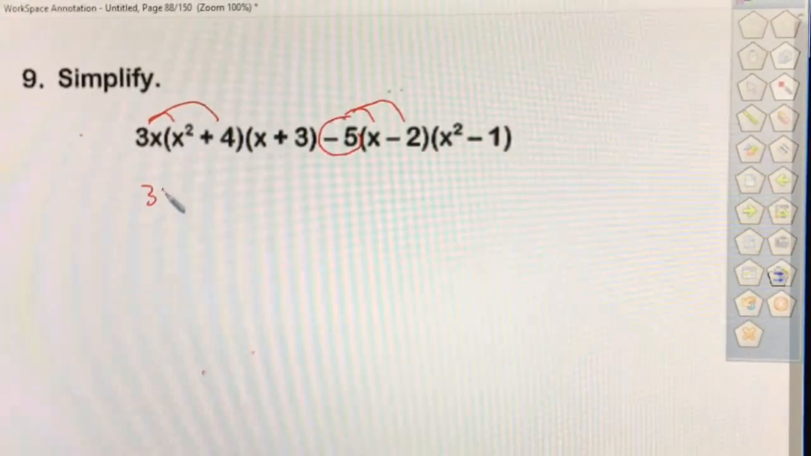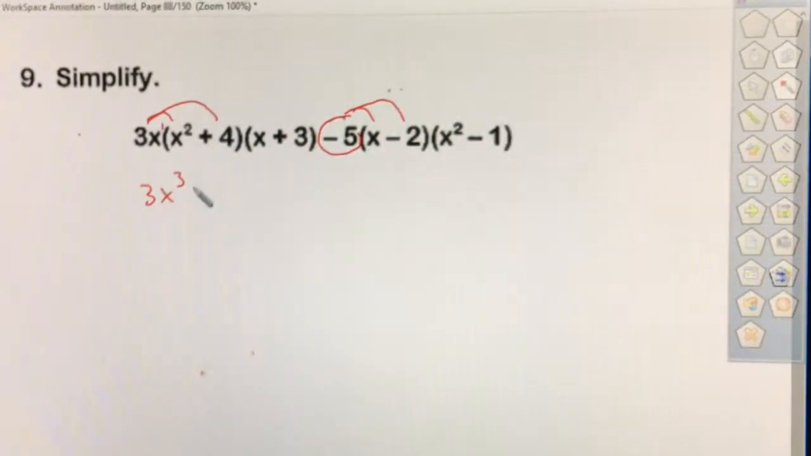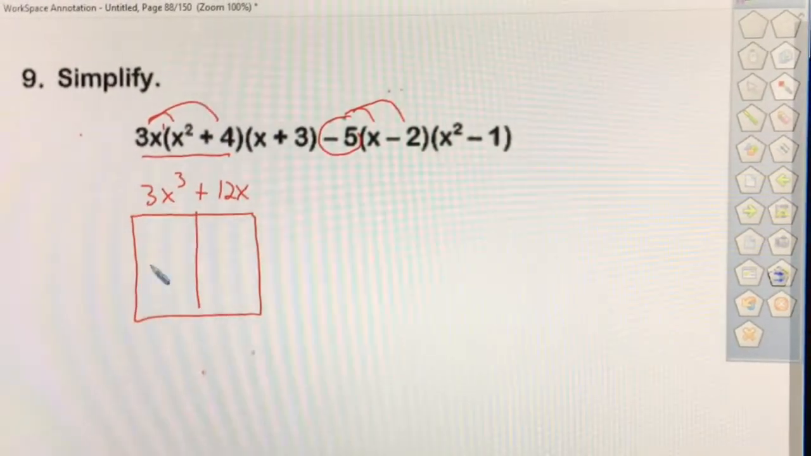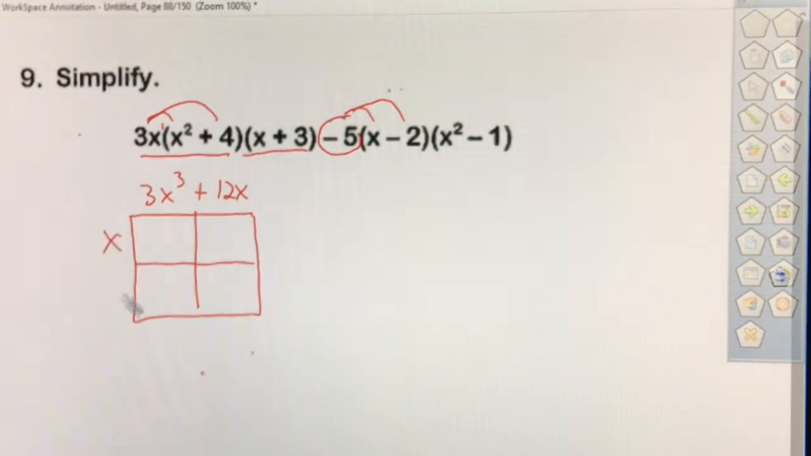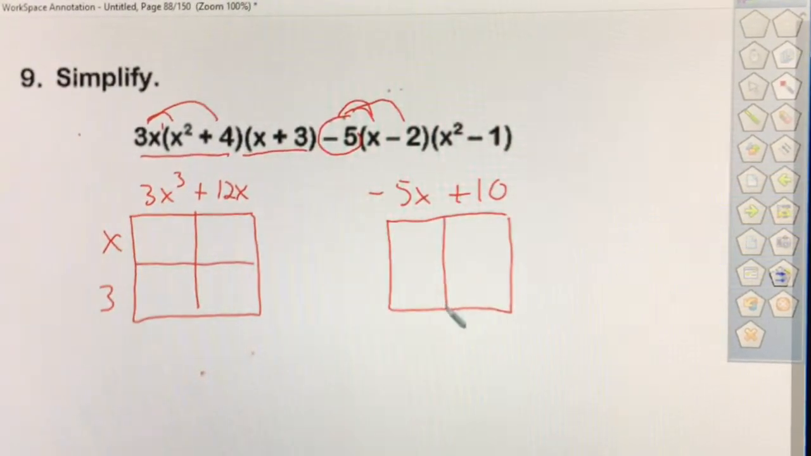So this is going to give me 3x to the third. Don't forget you add exponents, plus 12x for that quantity. And I'm going to make a punnet out of that. And I'm going to multiply that times this quantity, x plus 3. I'm going to distribute this. Again, that's negative 5x plus 10. Now I'm going to make a punnet out of this one. And then once I'm done filling in these punnets, I'm going to combine my terms.